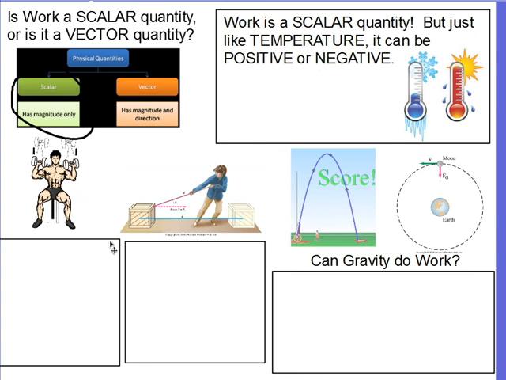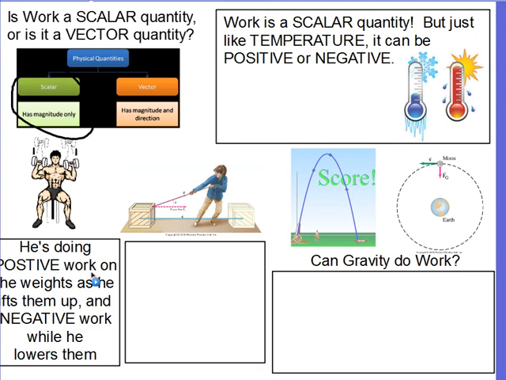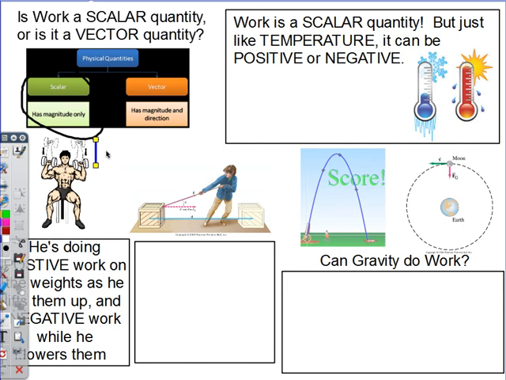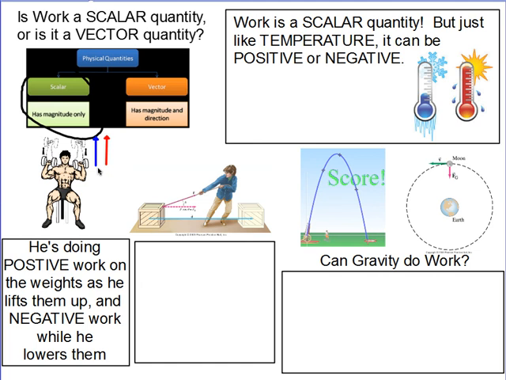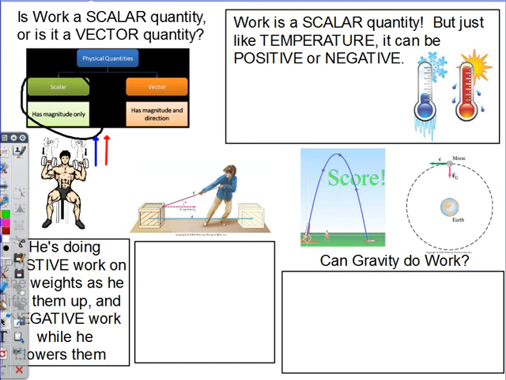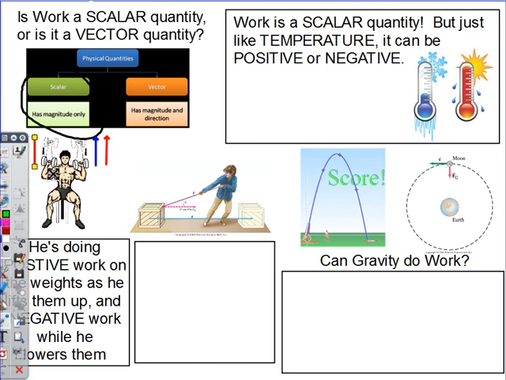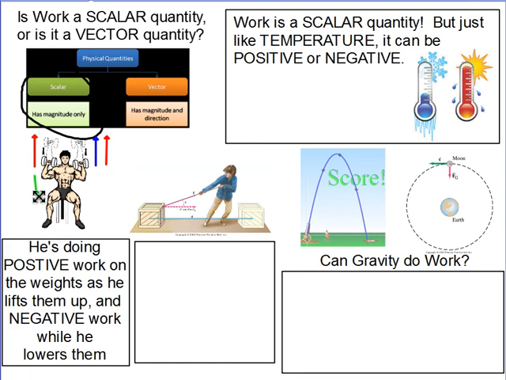Let's look at these situations down here. Here we have a weightlifter lifting some masses or some weights over his head. Is he doing work? Yes. Is he doing positive or negative work? Well, in reality, he's actually doing both kinds of work. When he lifts them up, he's exerting a force in the direction of the object's motion. So the force is up and the displacement is up, so he's doing positive work. As he lowers the masses, he's still exerting an upward force, but now the motion is downward. And when the motion is downward, we see that the force and the displacement are in opposite directions.